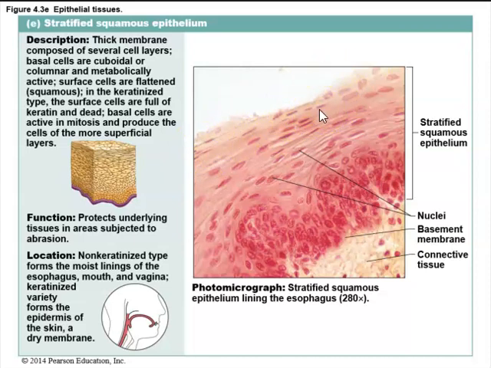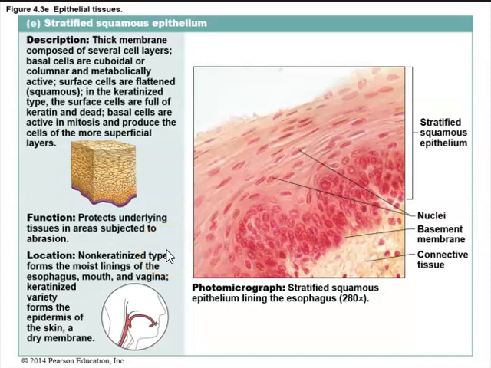In the keratinized type, the surface cells are full of the protein keratin that helps with the waterproofing properties, and we know that these cells are dead, whereas the basal cells are active in mitosis and produce the cells of the more superficial layers to replace the cells that are eventually lost. The function of this type of epithelium is to protect underlying tissues in areas that are subjected to abrasion.